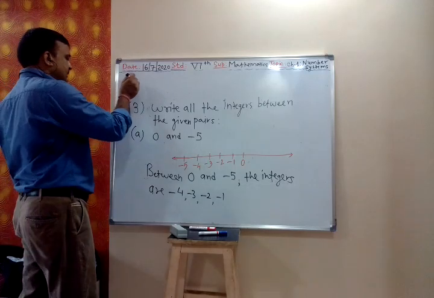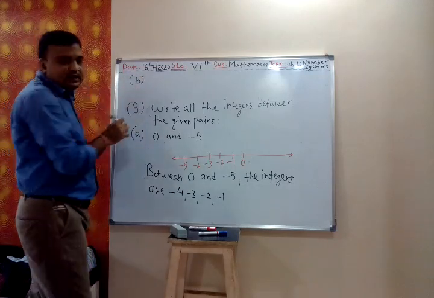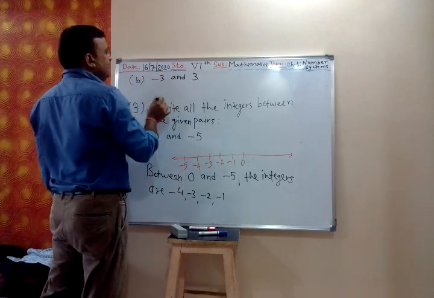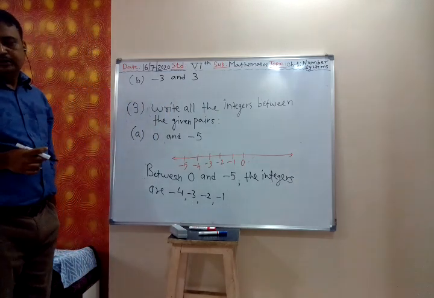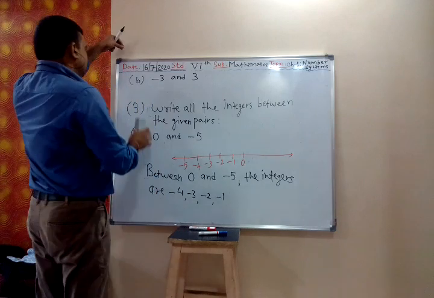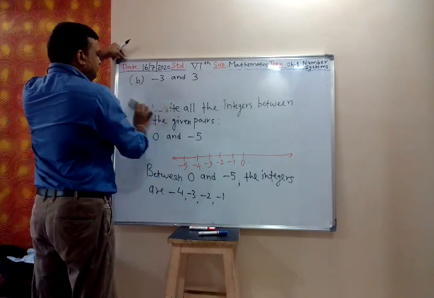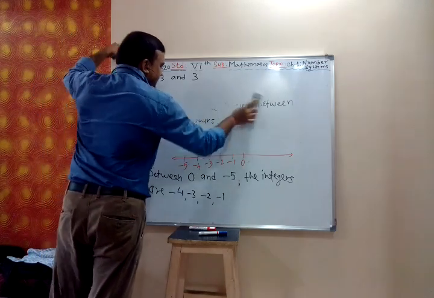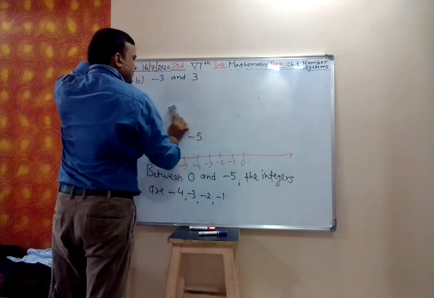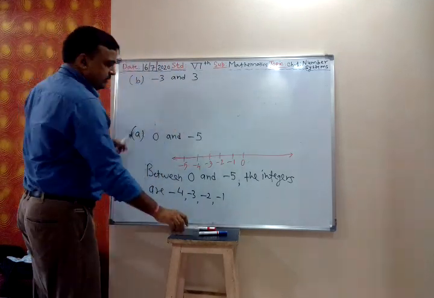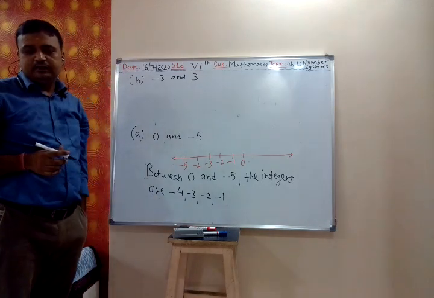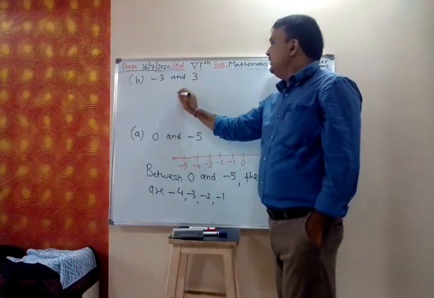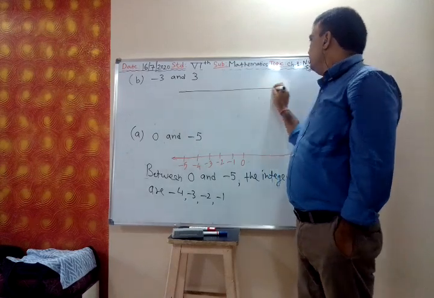Next question B. B is minus 3 and plus 3. Minus 3 and plus 3. Yes, you focus on your study. Minus 3 and plus 3. Write all the integers between minus 3 and plus 3.